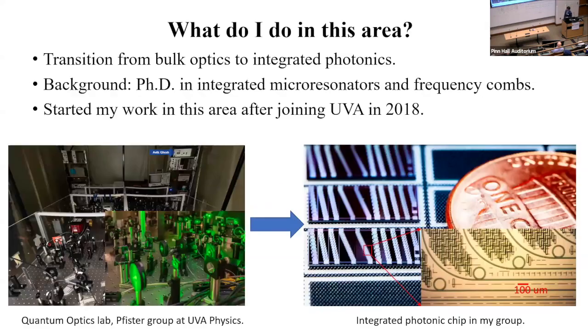With that being said, I want to introduce a little bit of our work here. What exactly do I do here? The main goal is to make the transition from bulk optics, Olivier's lab, into integrated photonics. This happened actually before I joined UVA. During my interview, Olivier started convincing me to work on this before I even had an offer. If I had ended up somewhere else, I would have stolen Olivier's idea and done this too.